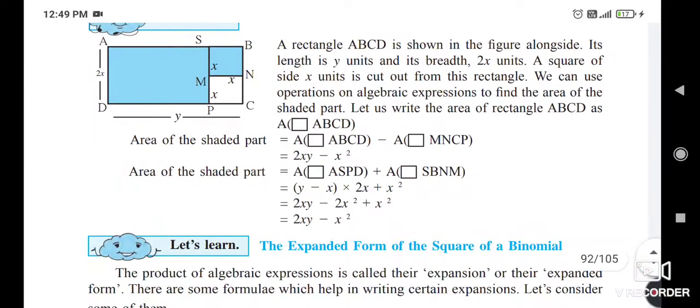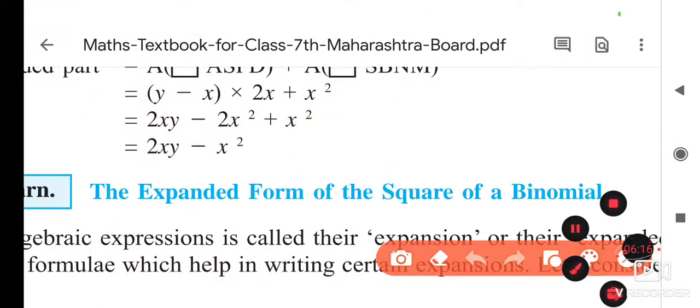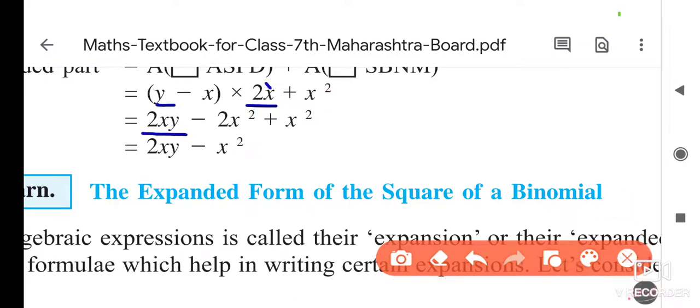x square. So when we solve this, we get the next value, that is 2x into y is equal to 2xy. Plus into minus, and 2x into x is equal to 2x square, and this is minus 2x square.